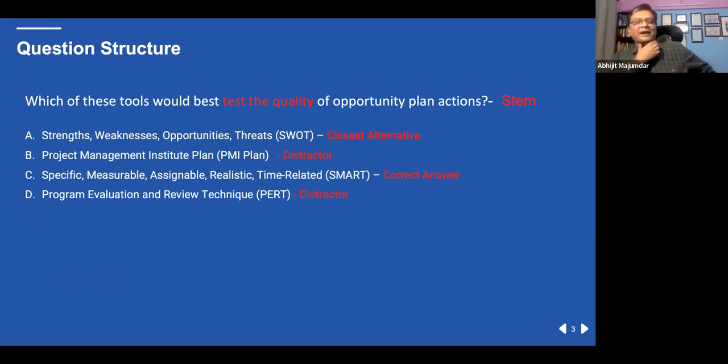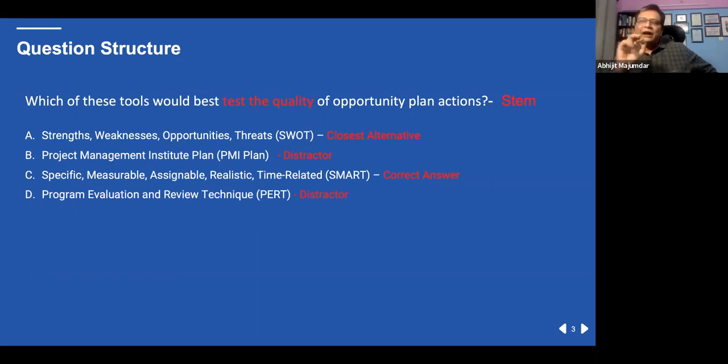So if you look at the distractors, the answer B, Project Management Institute, and Project Evaluation Review Techniques. Now, Project Management Institute plan and PERT are basically project planning tools. They are not related to opportunity plans, but they are project planning tools. So they are distractors. So what we are left with is one correct answer and another that is the closest alternative. And that is the most difficult part.